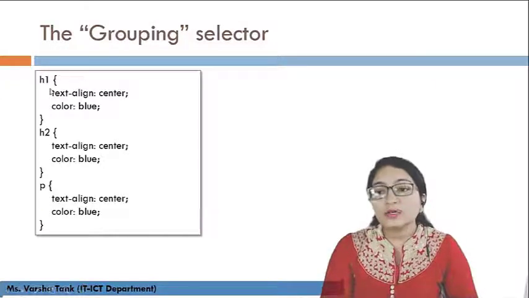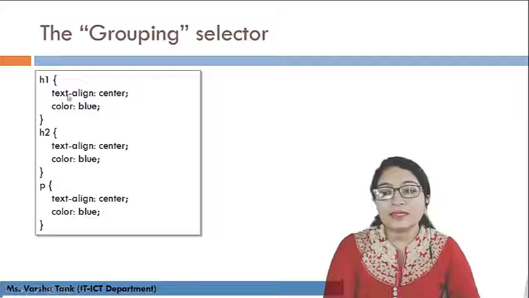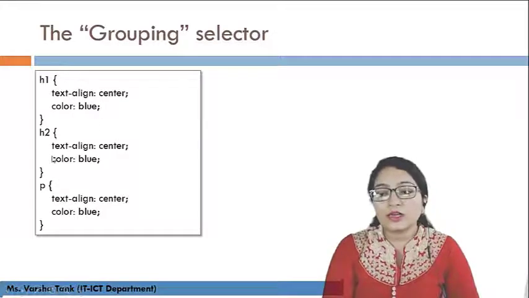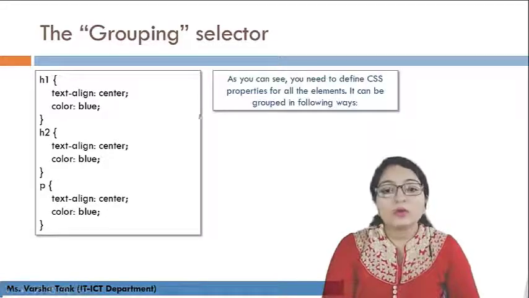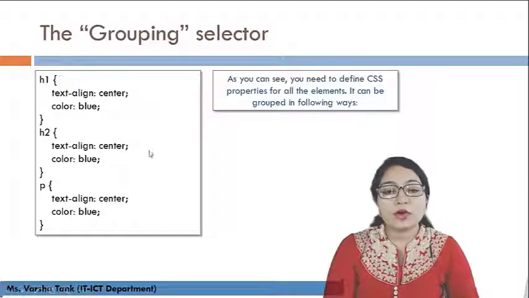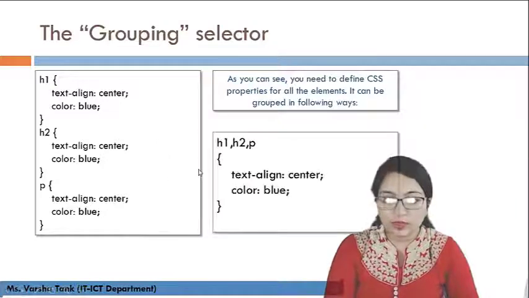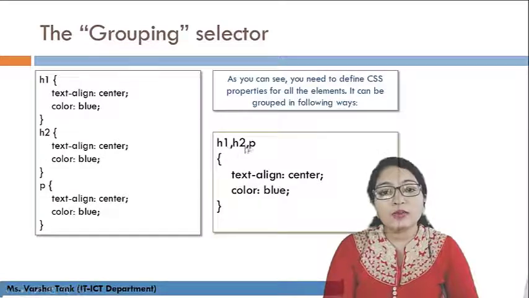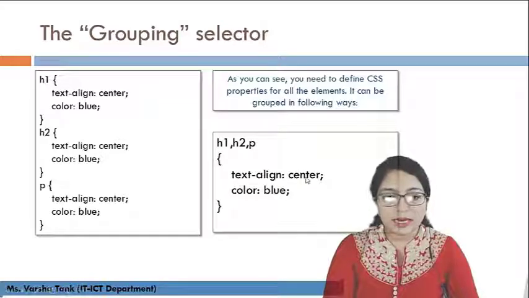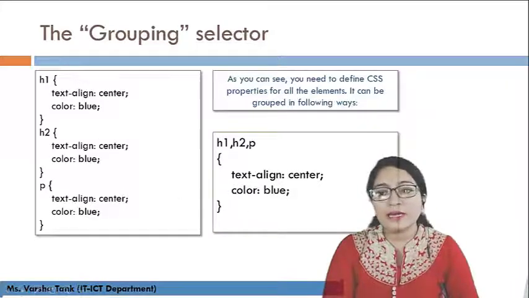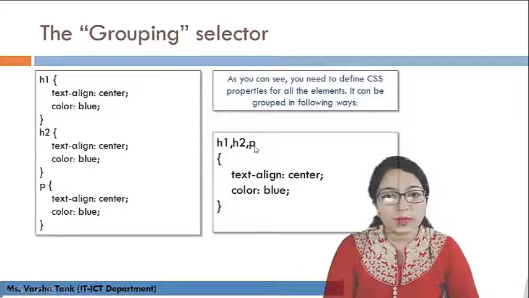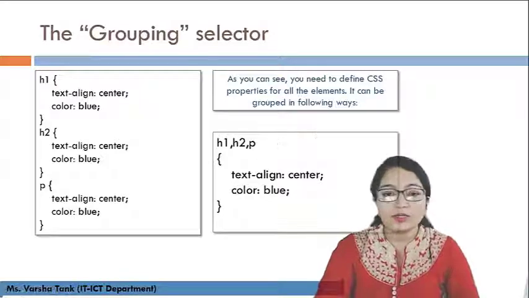So what will happen? So here suppose you want to assign this style, that is a text align center color blue for H1, H2 and P text. So if you are not using the grouping selector, you have to write it 3 times. Okay, so as you can see, you need to define the CSS property for all the elements and it can be grouped in the following ways. So what you have to do, you just have to use the comma to separate these elements and you can use this grouping selector. Okay, so text align colon center and color blue. Got it? So these styles will be assigned to each and every element that we have defined over here. So for H1, for H2 and for P, it will be defined. So let's see the output for this.